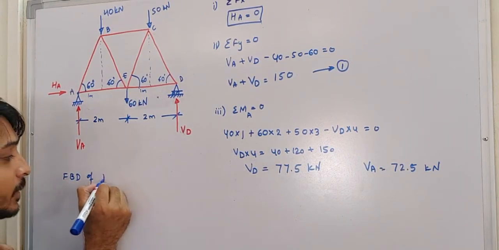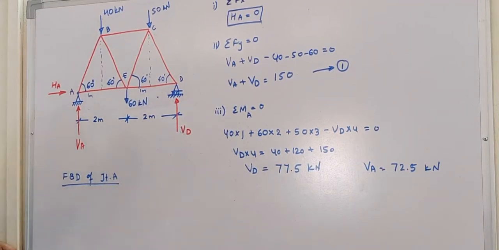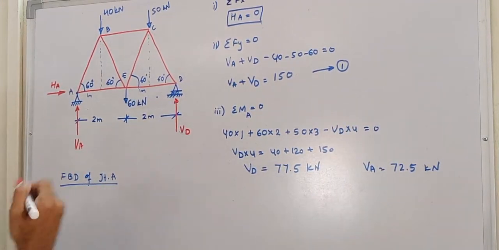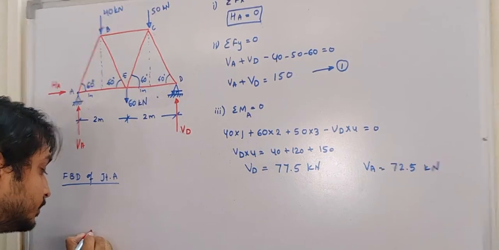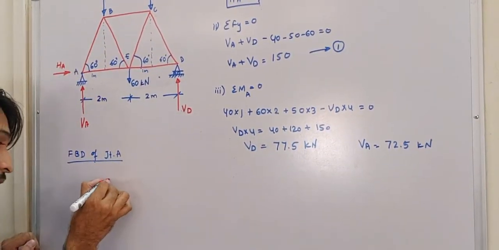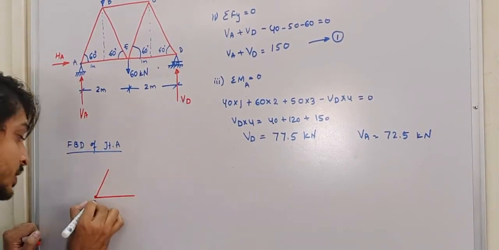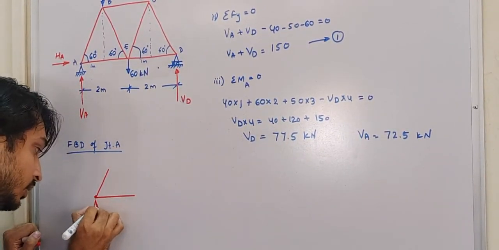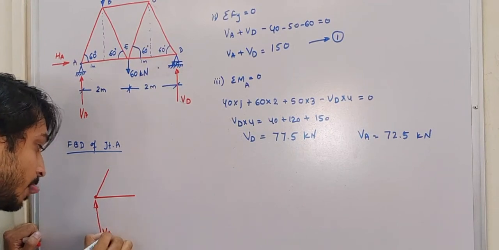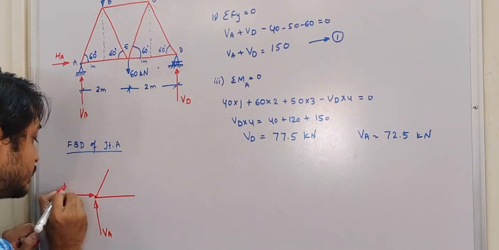of joint A, I'll write it as joint A. I'll draw the free body diagram of joint A. So how exactly is it? This is the joint, correct? To this joint there is one member here and one member horizontally, and there are two forces acting. This is VA, and there is one more force acting here, HA.